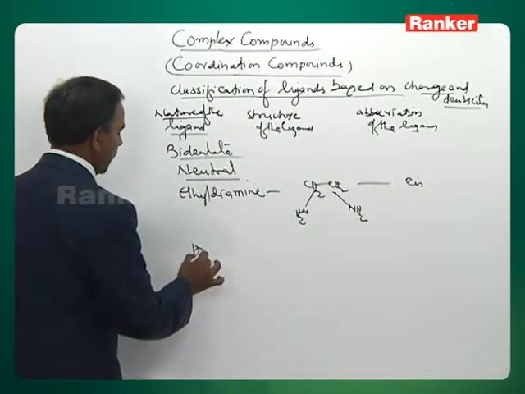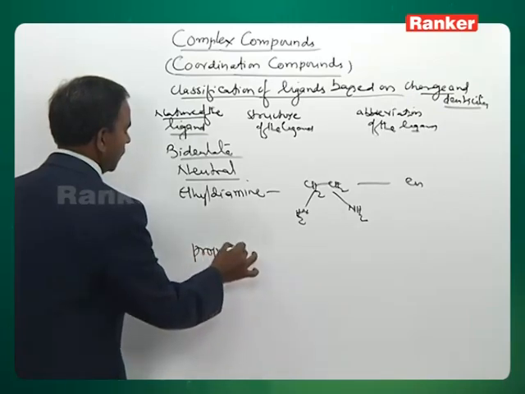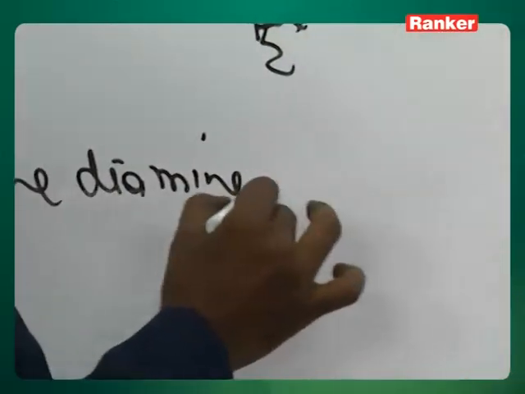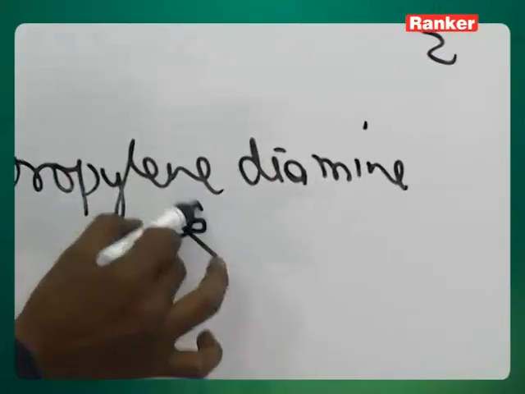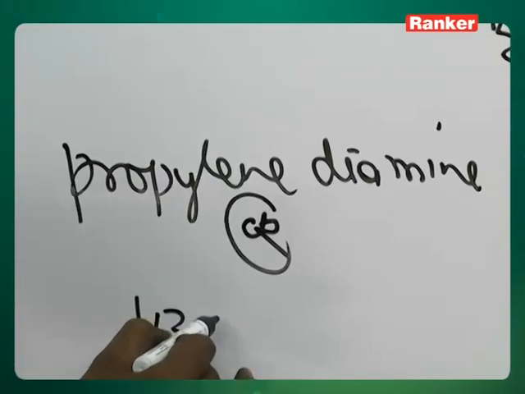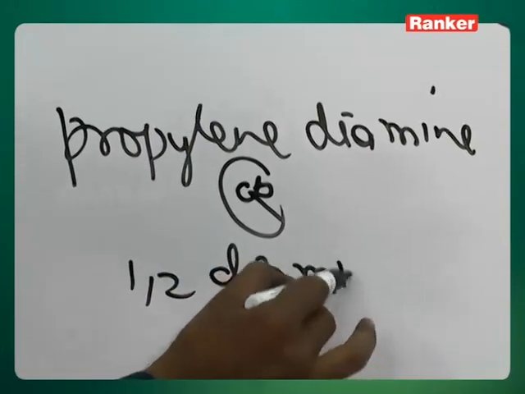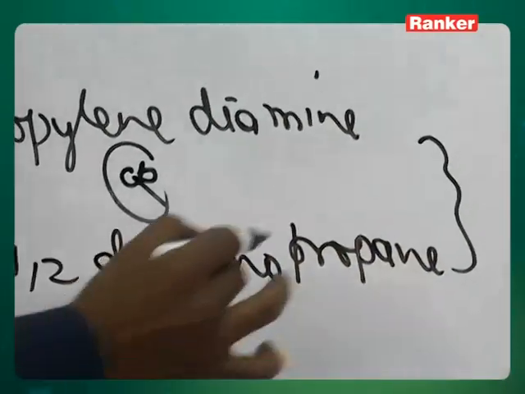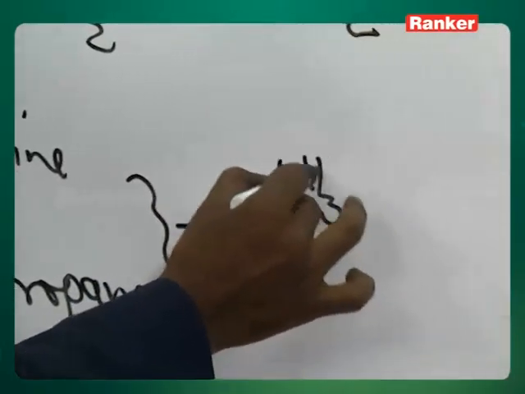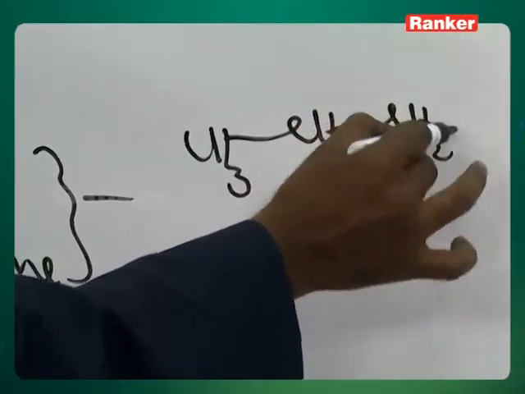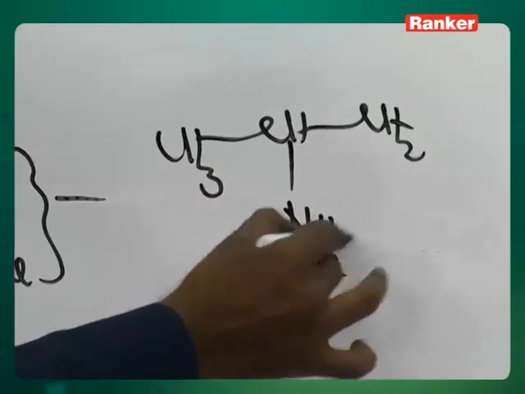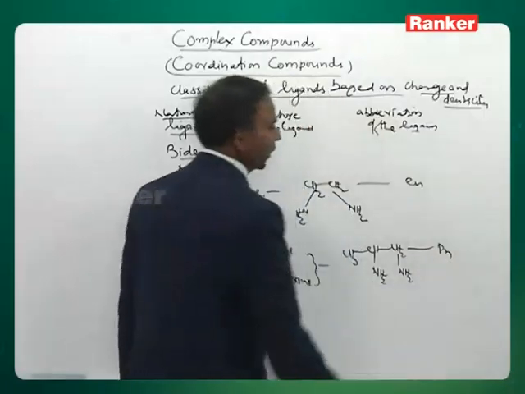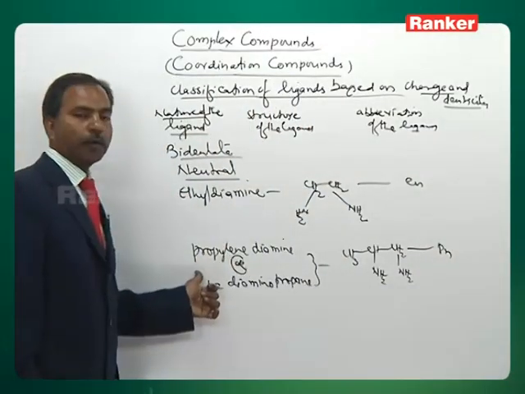Next, propylene diamine. It is also known as 1,2-diaminopropane. Both are one and the same. It is propane, but the 1,2 positions carry amine groups. It is represented as PN. Ethylene diamine and again propylene diamine.